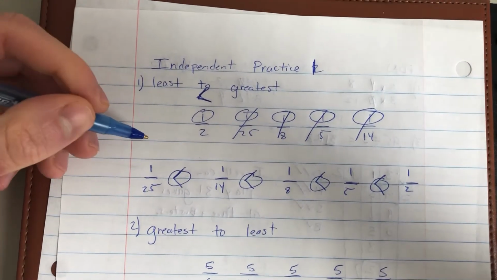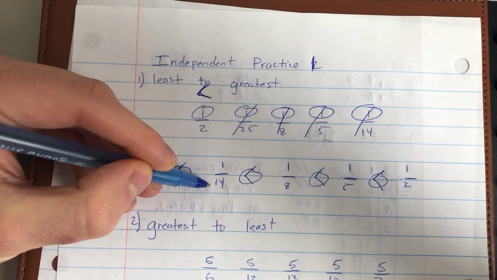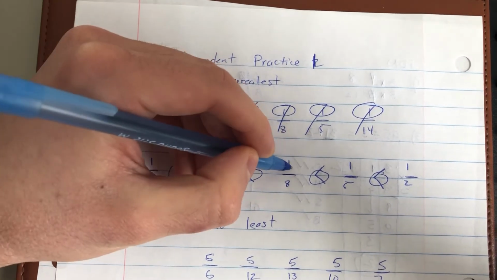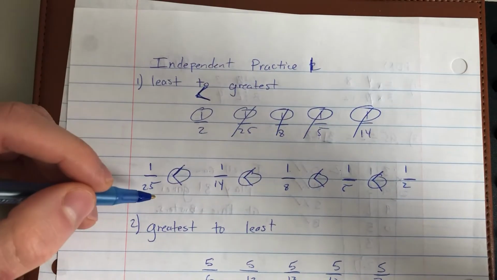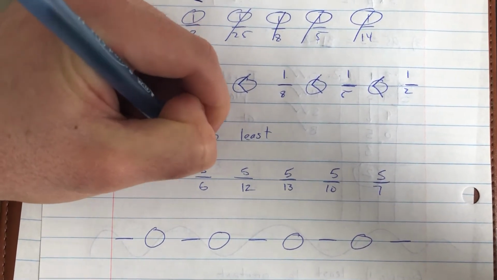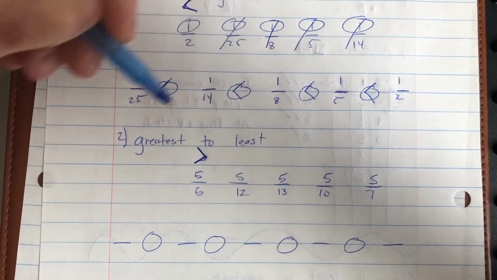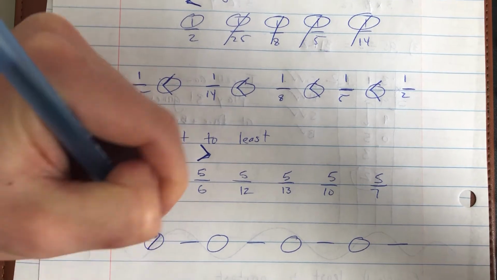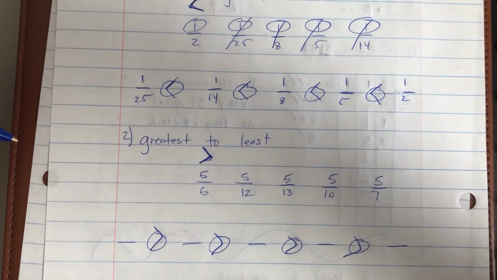If I were to read this, I'd say 1/25 is less than 1/14 is less than 1/8 is less than 1/5 is less than 1/2. Number 2, I'm going from greatest to least. Gator eats the greater. So if you notice, I went from least to greatest on number 1. I'm going from greatest to least, so my inequality symbols are facing the other way.